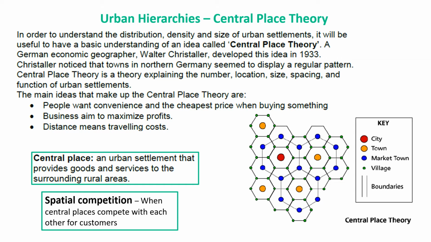So the main ideas that make up this theory are people want the cheapest price and they want it to be convenient. Businesses themselves obviously want to maximize their profits, and distance means money. Distance means traveling costs. So a nice definition: a central place is an urban settlement that provides goods and services to the surrounding areas. Now, spatial competition is another term that comes into this theory, and it's when central places compete with each other for their customers.